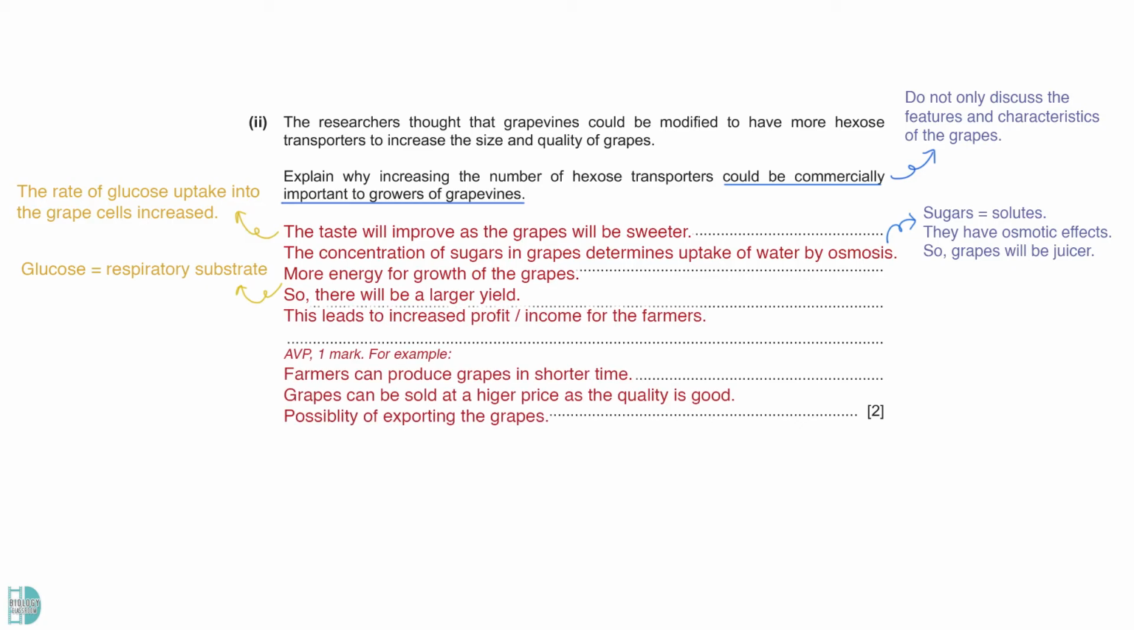There is a mark for AVP. For example, farmers can produce grapes in a shorter time due to the higher growth rate. The growers can also sell their produce at a higher price due to the good quality.